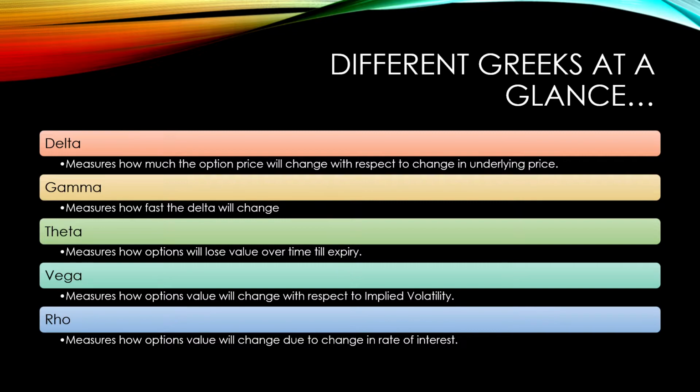The second one, the gamma. So basically, if delta calculates how much the option will earn when the market goes up or down, the gamma will calculate how the delta will change. The delta is also not stable.